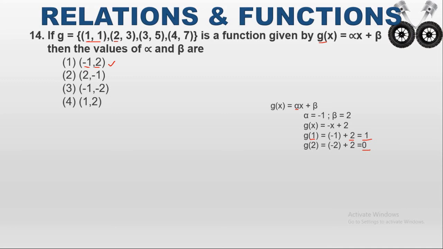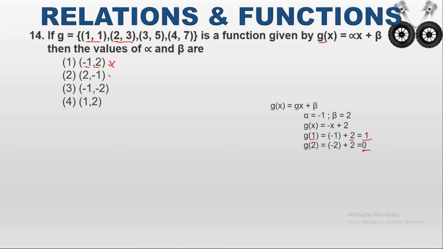Now check the second order pair. Whenever I give the input as 2, then what is the output? The output is a 3. But here I am getting the output as 0. So option 1 is not suitable for the function g of x.